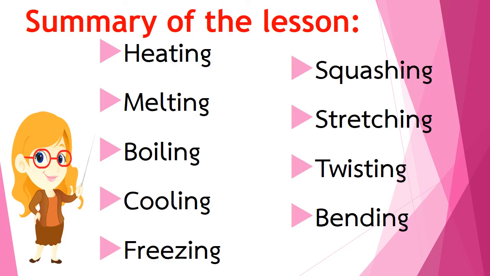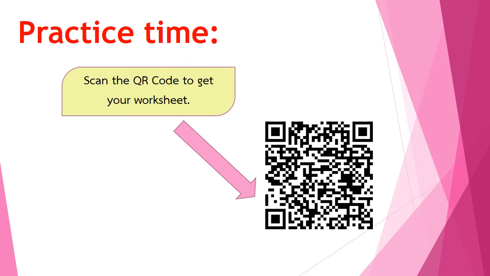Now let's read the summary of our lesson. We have heating, melting, boiling, cooling, freezing, squashing, stretching, twisting, and bending. After you watch the video clip, you can scan the QR code to get your worksheet, print it out, and answer it.